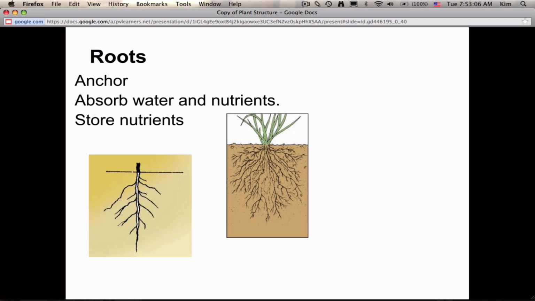And plants also have roots, and roots do three things. They anchor the plant, they absorb water and nutrients, and they also store some nutrients. And we have two different types of root systems. So we have the taproot system. So this one right here would be a taproot. This is what you might see on a carrot. They would be dicots, and they develop just one main root.